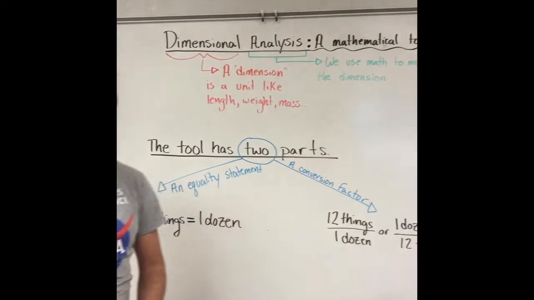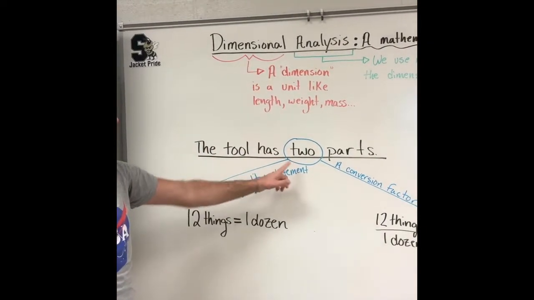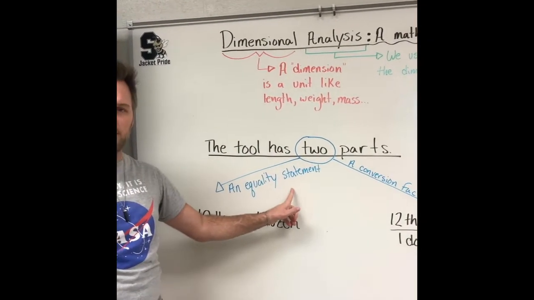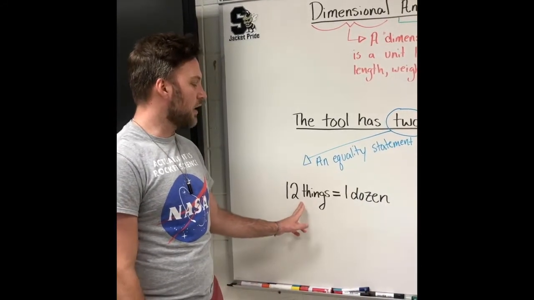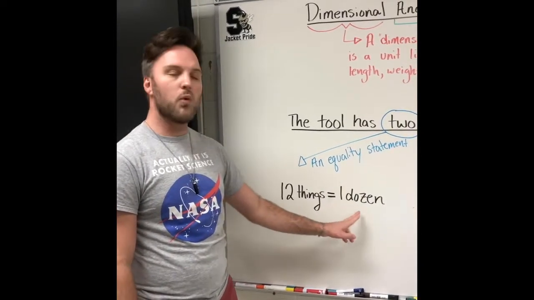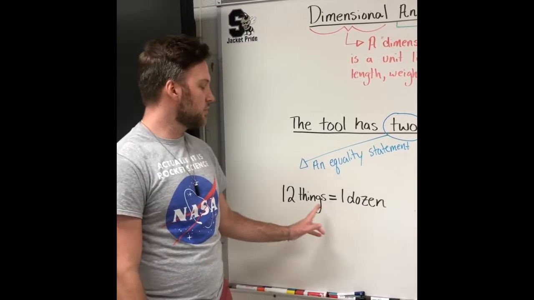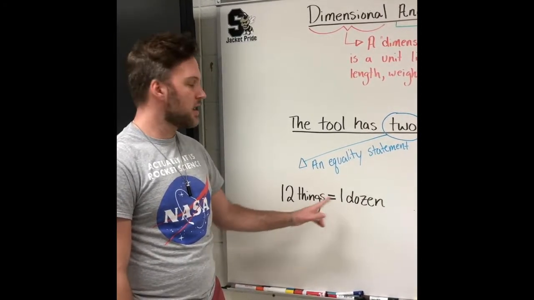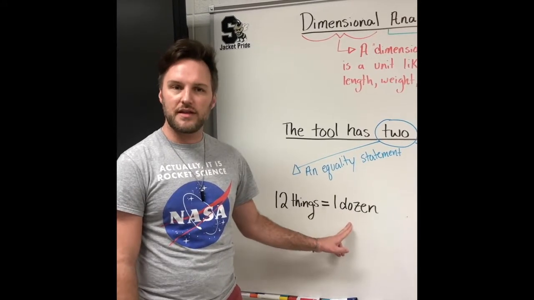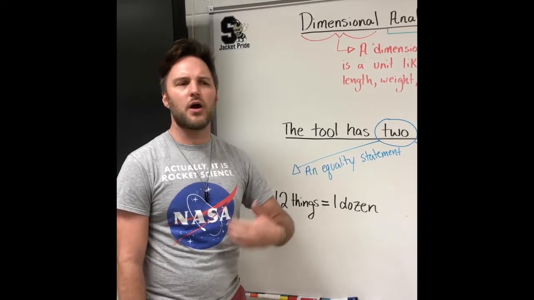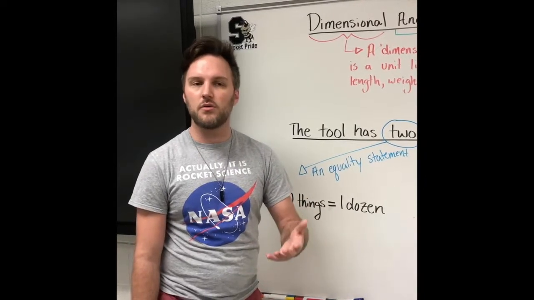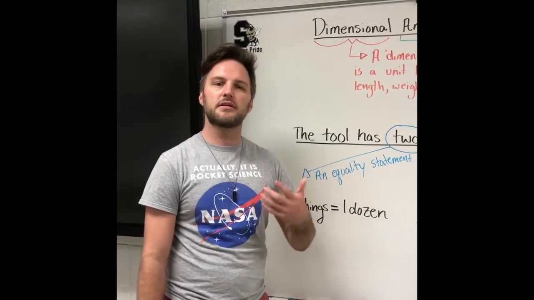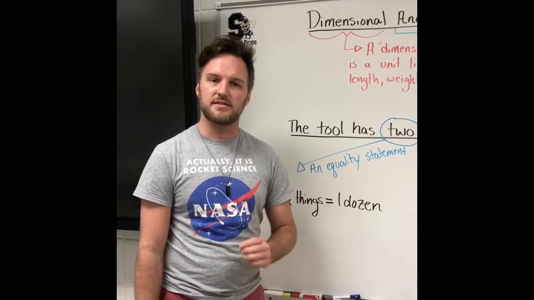The tool of dimensional analysis has 2 parts. The first, an equality statement. An example of a simple equality statement would be 12 things equals 1 dozen. So we know that if I have 12 pencils, I have 1 dozen pencils. That's intuitive to us. You know of a variety of other equality statements, so 12 inches equals 1 foot, and so on. You've heard them before. Some will be a little less familiar to you, but the process is the same.